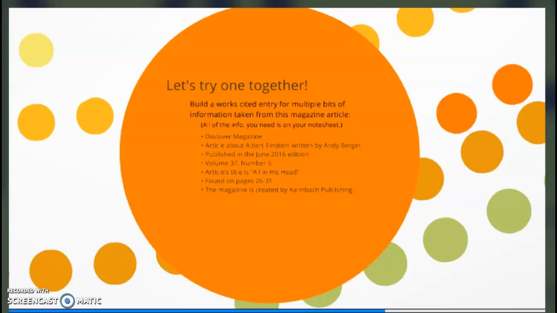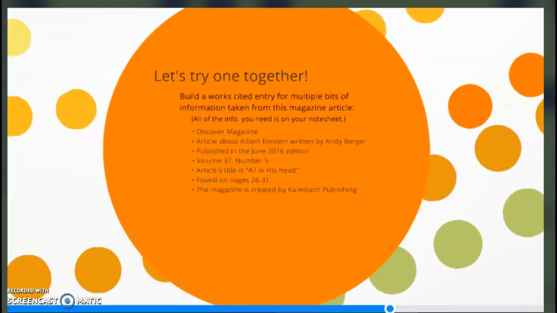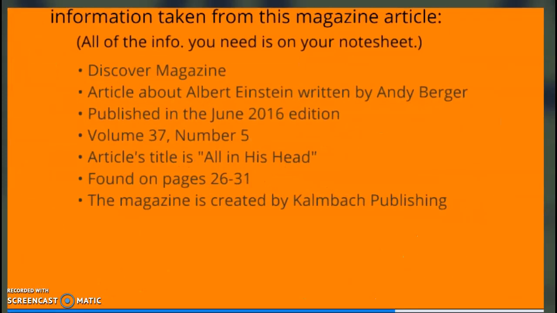So let's try creating a works cited citation together. Here's all the information that you need to create a citation, and I want you to use your note sheet and see if you can put all this information in its proper citation order. So it's an article from Discover magazine. It's about Albert Einstein, and it's written by Andy Berger, so he's the author. It was published in the June 2016 edition. It's volume 37, number 5. The article's title is All in His Head, and it's found on pages 26 through 31 of that magazine, and the magazine is created by Calmback Publishing.